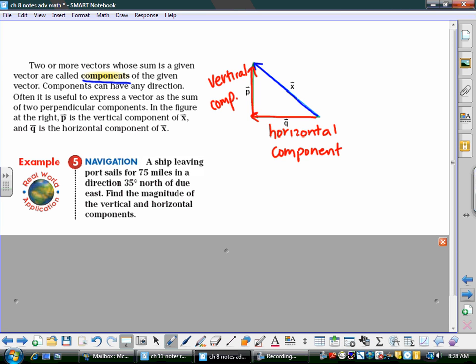So here's an example. A ship leaving port sails for 75 miles in a direction 35 degrees north of due east. So let's stop there. The 75 miles is how long it's been sailing, so that's going to be a magnitude. And then it tells you exactly the word direction. The direction is 35 degrees north of due east. Here's north. If we're going 35 degrees north of due east, we're going to start here and rotate around 35 degrees.